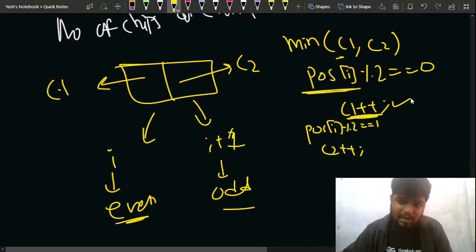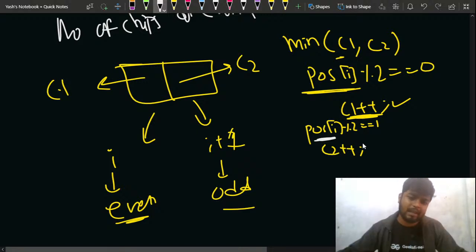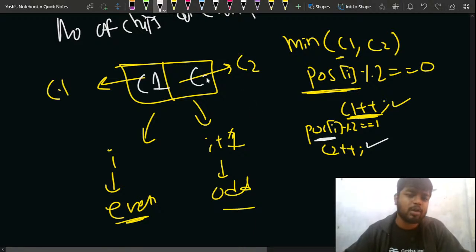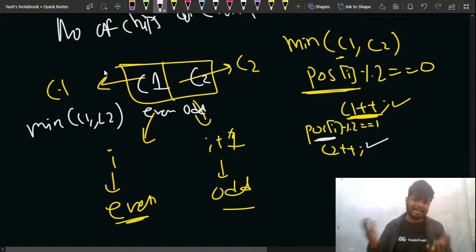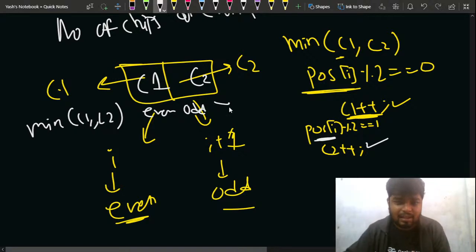That will be C1. The cost for that will be C1, and I'll make all the chips at the odd positions at one place without paying any cost, and the total number of such chips will be C2. I'll be having C1 number of chips here, C2 number of chips here. Let's say this is even and this is odd, or odd and even. So the answer will be minimum of C1 comma C2, because now I need to make a move. I need to do from I to I plus 1 or I to I minus 1. If this is I, then it will be I minus 1.